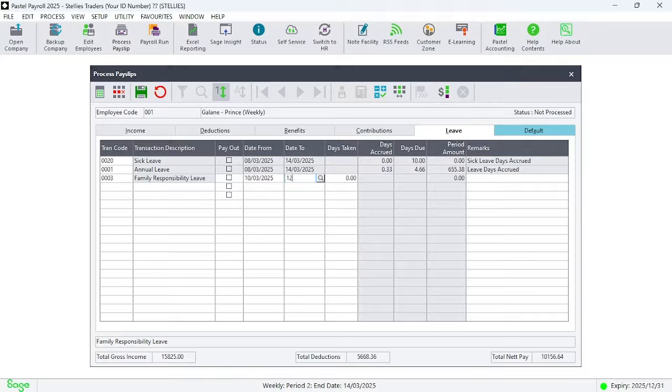Then we go to the 12th, which is going to be 3 days, and it's also already calculated that figure for us. He took family responsibility leave from 10 to 12 March 2025 due to a family member passing away. Add a note to Pigalan for this leave here.